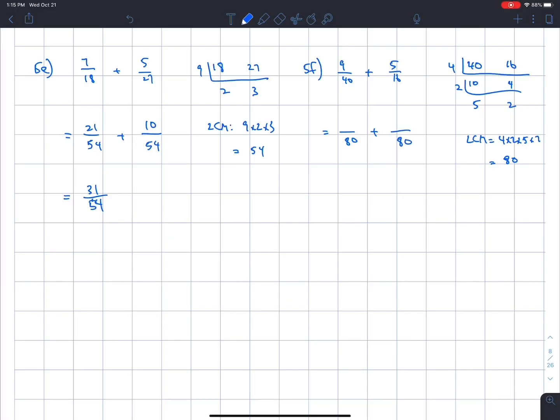40 times 2 is 80. So 9 times 2 is 18. 16 times 5 is 80. 5 times 5 is 25. 18 plus 25 is 43. So 43 over 80 would be the answer.